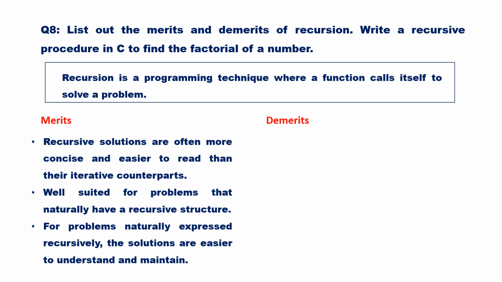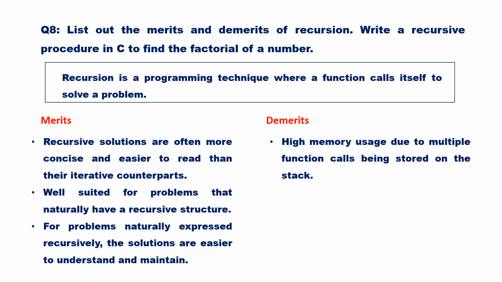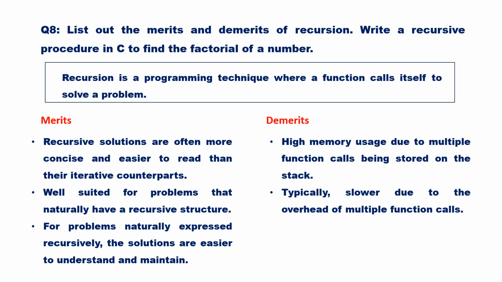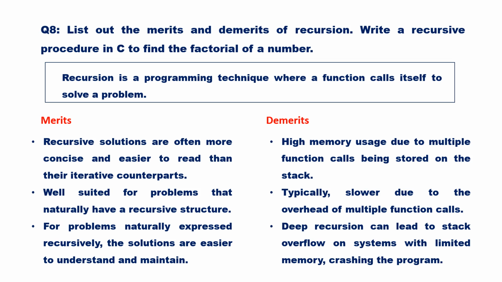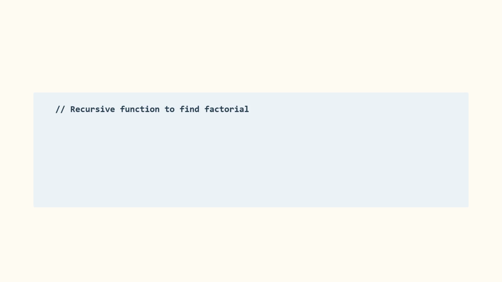The demerits of recursion are: high memory usage due to multiple function calls being stored on the stack. Typically slower due to the overhead of multiple function calls. Deep recursion can lead to stack overflow on systems with limited memory, crashing the program. Now let us write the recursive function to find the factorial.